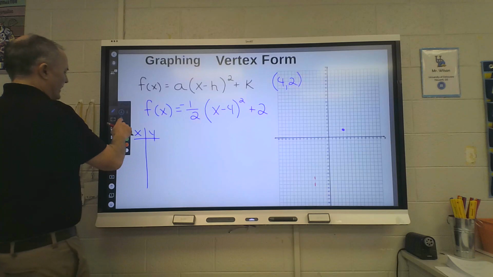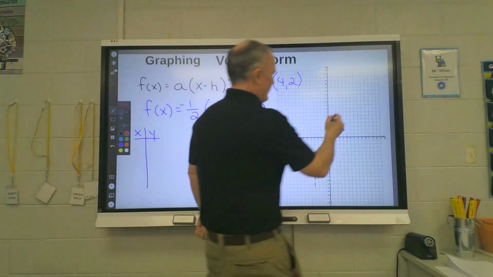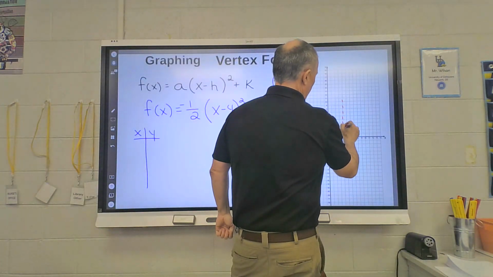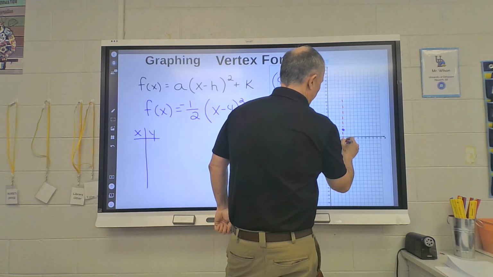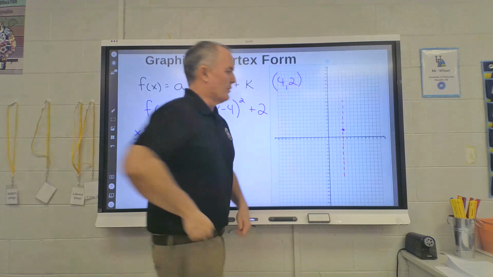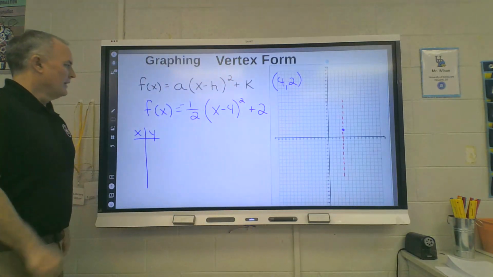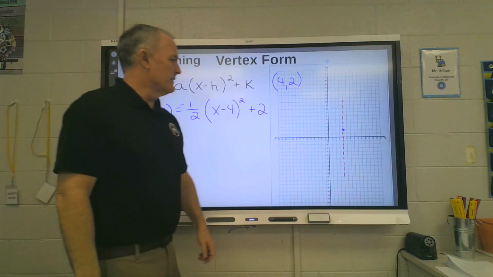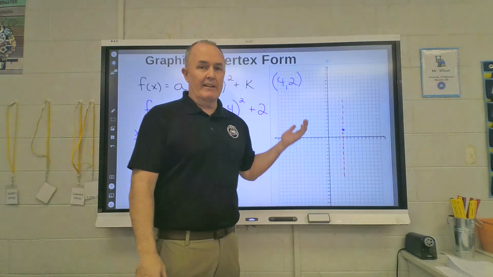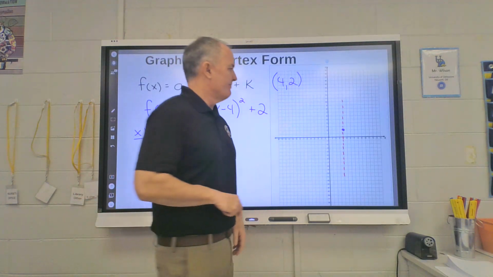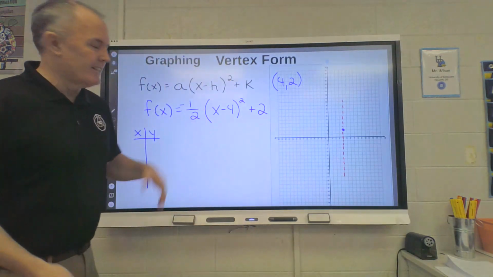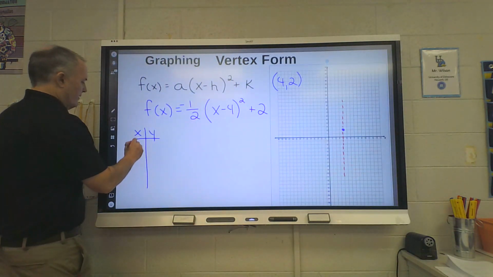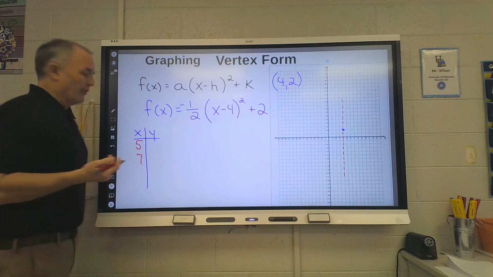And let's draw in our axis of symmetry, because we're going to need that later on. And let's pick some points. I went to the left last time. Let's go to the right. Why not? Let's do 5 and 7. Let's see how those numbers work out.